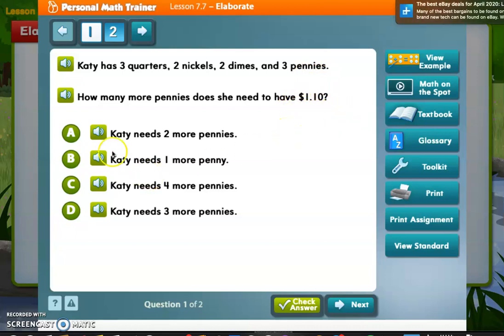Okay, so our first option says Katie needs 2 more pennies. Well, let's see. If she has $1.08 and we add 2 more pennies, that gives $1.09 and $1.10. So that works. So the answer for this one would be Katie needs 2 more pennies. 1 more penny would only give her $1.09. 4 more pennies would actually give her $1.09, 10, 11, 12 cents. Okay, and 3 more pennies would give her $1.11. So the one that would give us $1.10 is 2 more pennies.